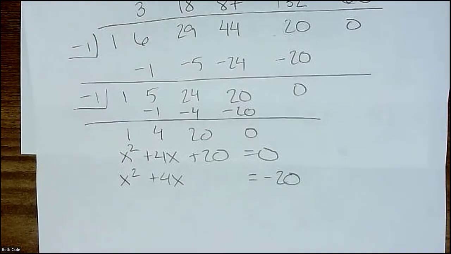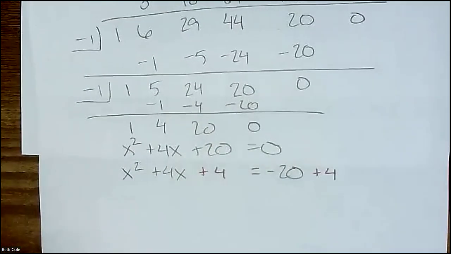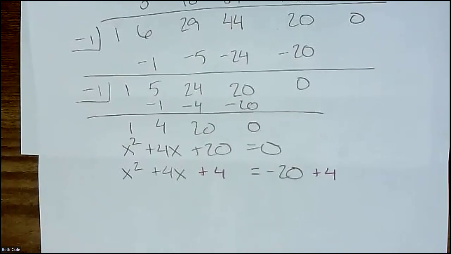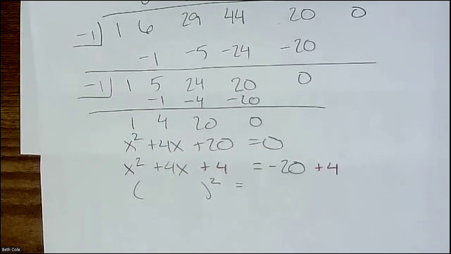All right, so we're going to subtract over the 20 and then complete the square. So what would we add to both sides? 4. 4 is a little bit weird because 2 plus 2 is 4 and 2 times 2 is 4. So blank squared, what's going to go in the blank? X plus 2, good.